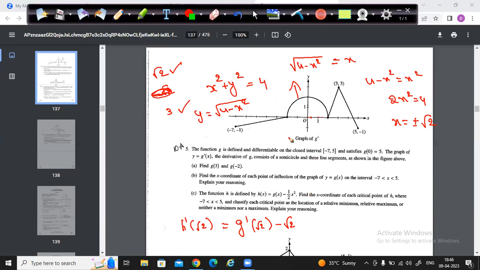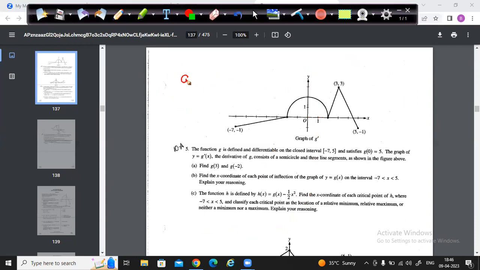I got two critical points here. I need to see where g dash of x is equal to x. One point is definitely where y is equal to x, which is x is equal to 3. The other point that I can see here is x is equal to root 2. So we have 2 points. For these 2 points, now we need to find local maxima or local minima.